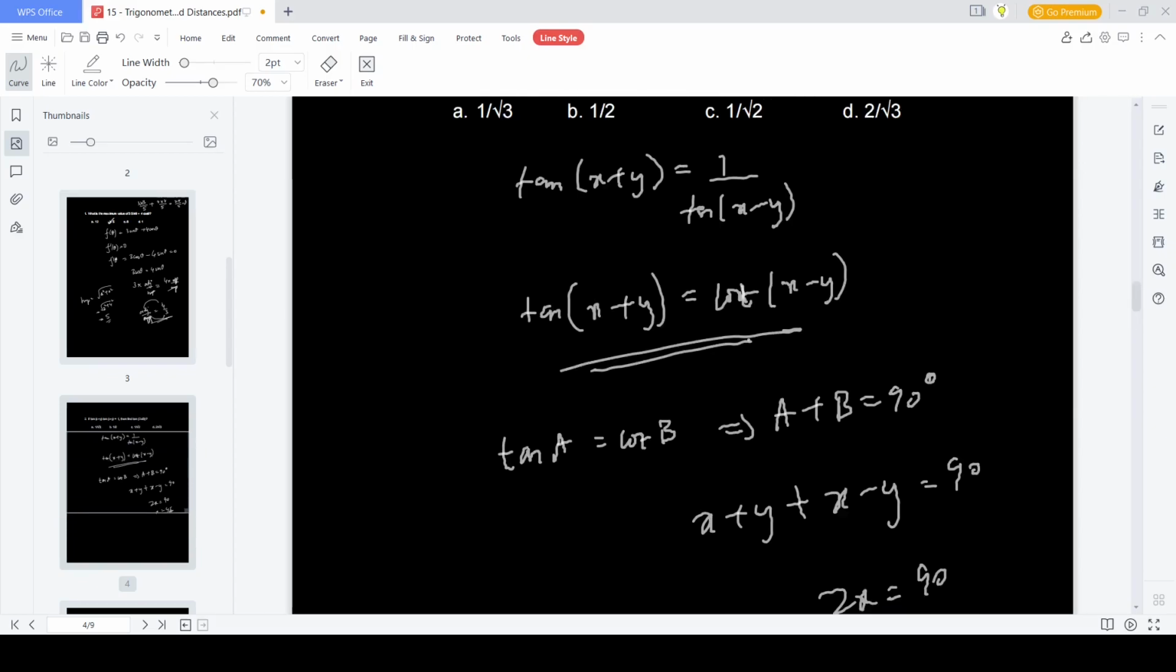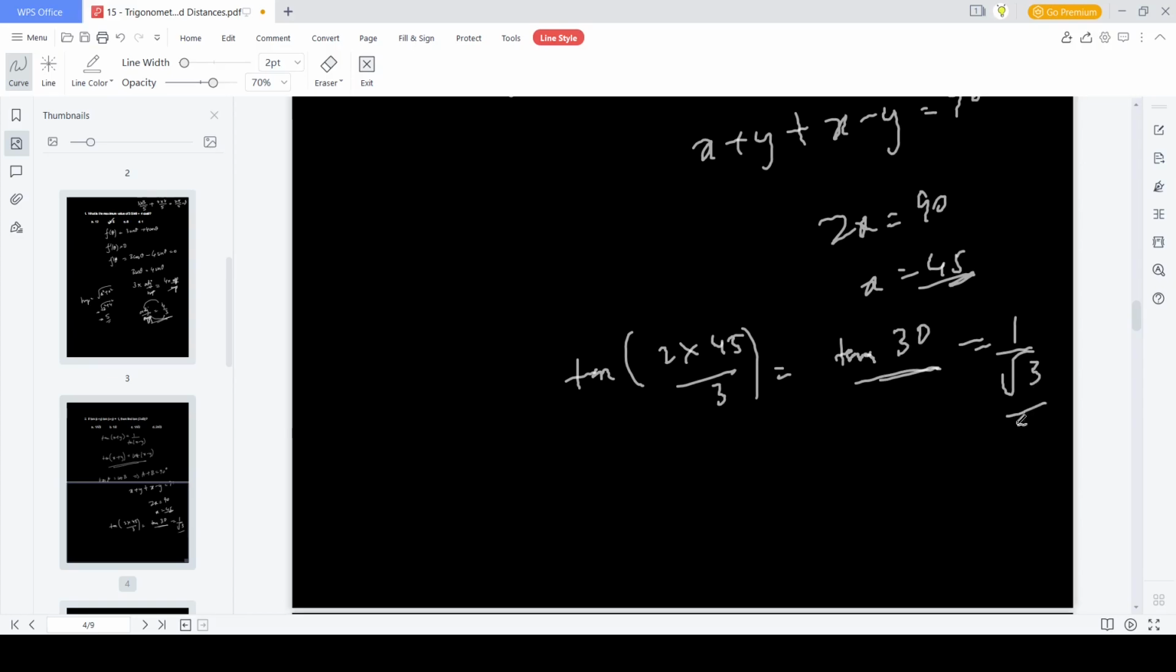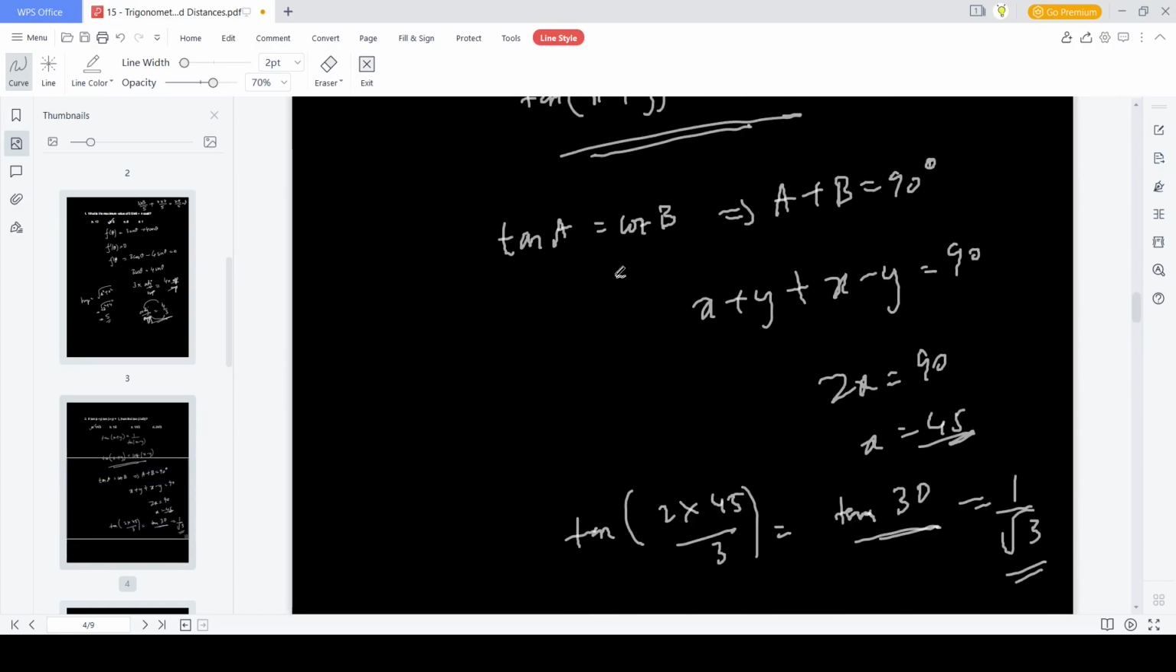So if x is 45, they are asking tan 2x by 3. Tan of 2 into 45 by 3 is nothing but tan 90 by 3. 90 by 3 is what? 30. And tan 30 is defined by 1 by root 3. You need to know the values. So 1 by root 3 is the answer.